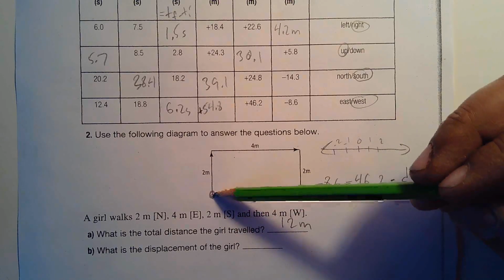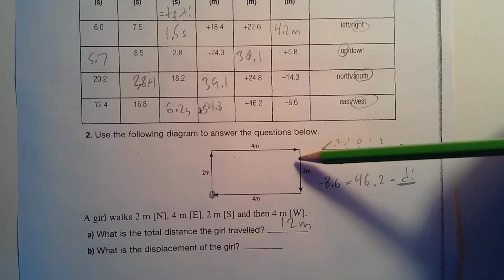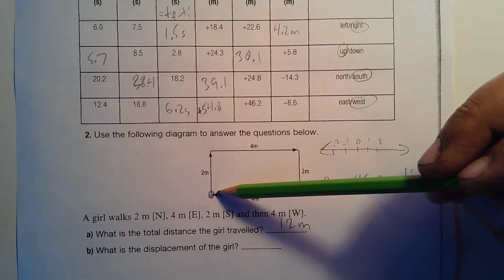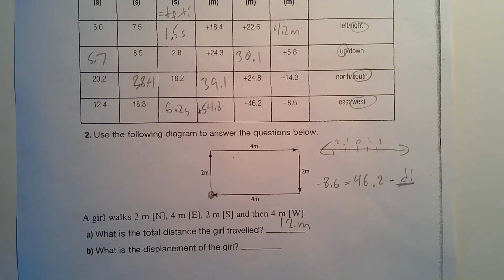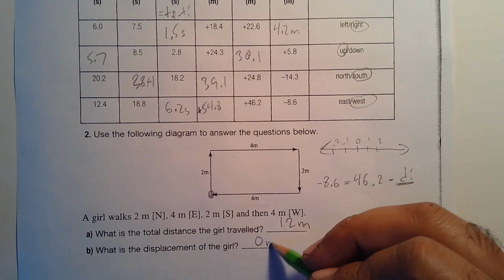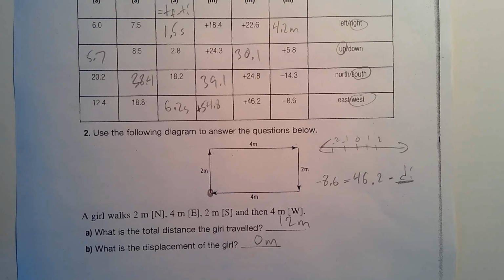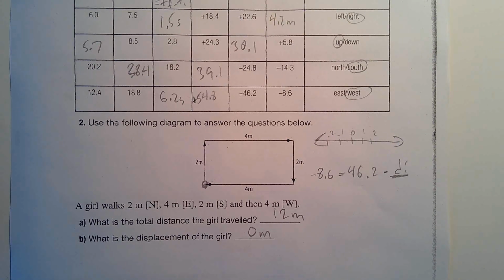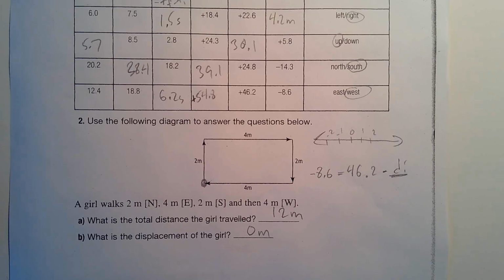So if you started here and then you went all the way around and you returned here, then your final position is equal to your initial position. So your displacement here is 0 meters. Okay, so it's as if you never even went anywhere. Displacement simply looks at relative to where you started out, where did you end up? So if you end up back at the same spot, regardless of what you do in the middle, your displacement is going to be 0.